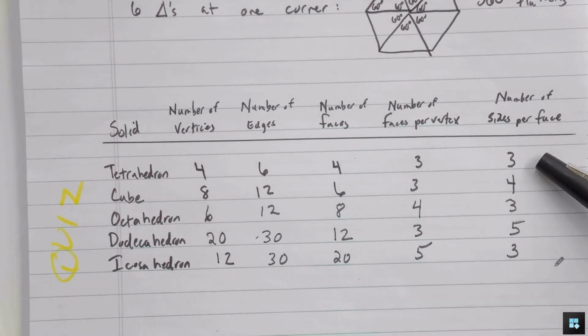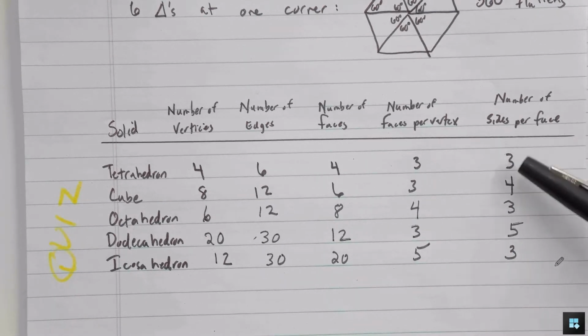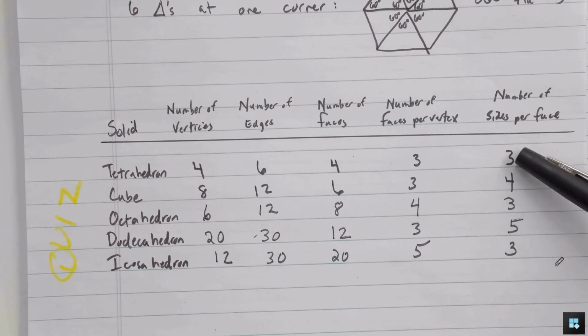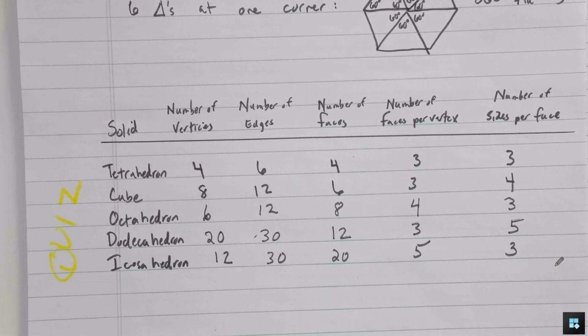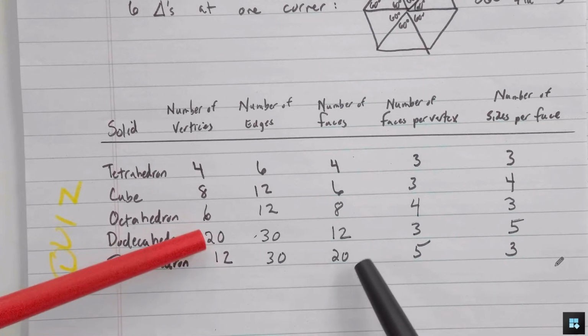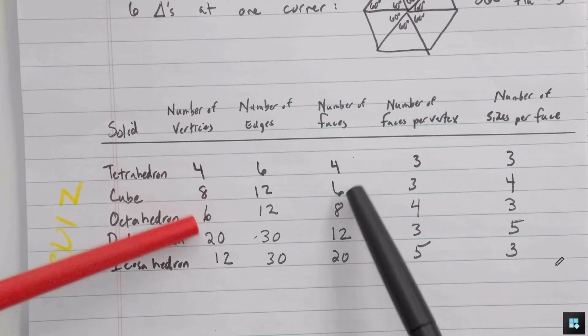So any shape that has triangles has to have 3 sides per face. So you think maybe the triangle shapes would have some similarity. The platonic solids that all have triangles for their faces might have some similarities. The vertices and the faces are swapping too, on these two sets and these two sets.